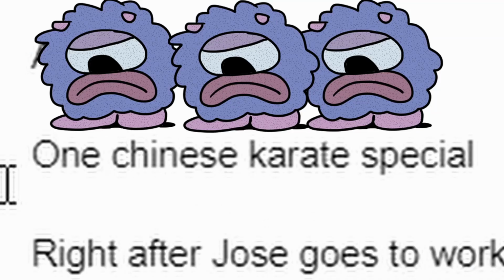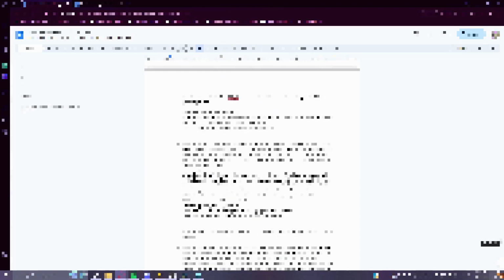So then after I have my idea section, it's kind of in order, but since this comic is not very sequential, I can just take one of these ideas and then make an episode about it. One of my ideas is called One Chinese Karate Special. I don't really know what that entails, but that's interesting. So I could take that idea, and then next what I'll do is I'll write a script.